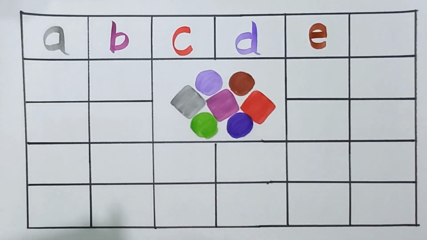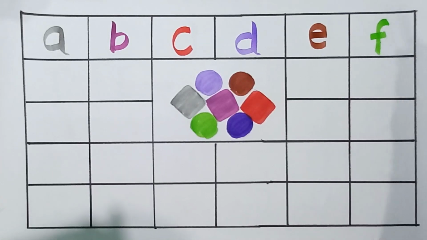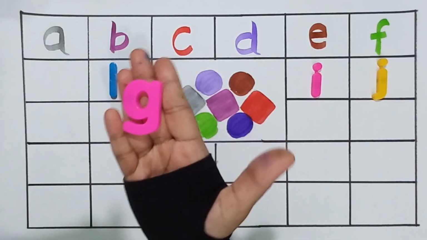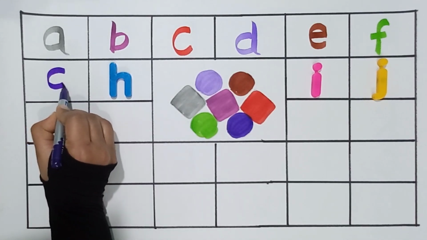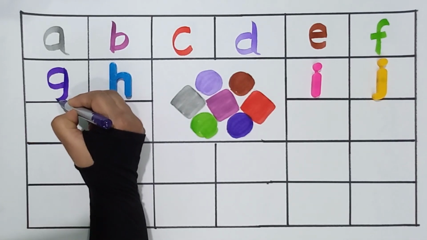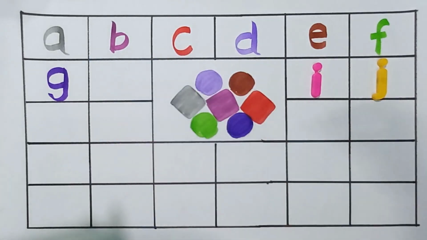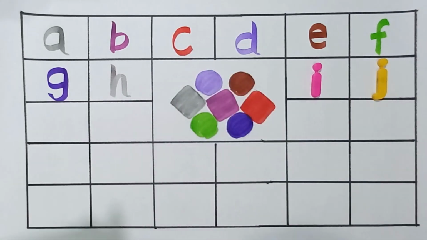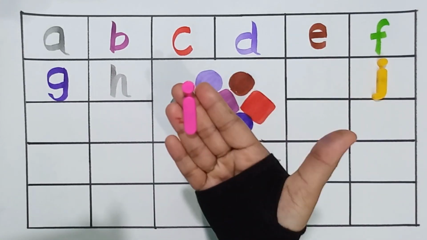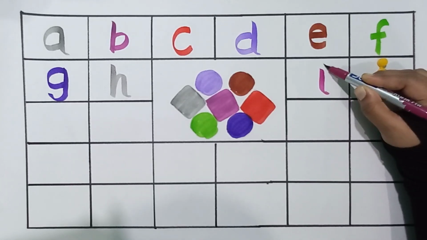Small f for face. Small g for giraffe. Small h for hair. Small i for ice cream.